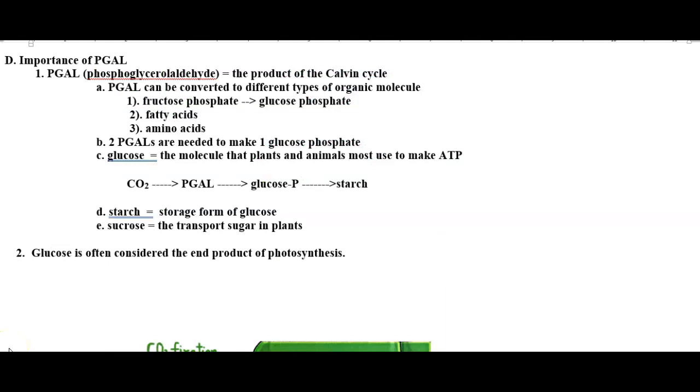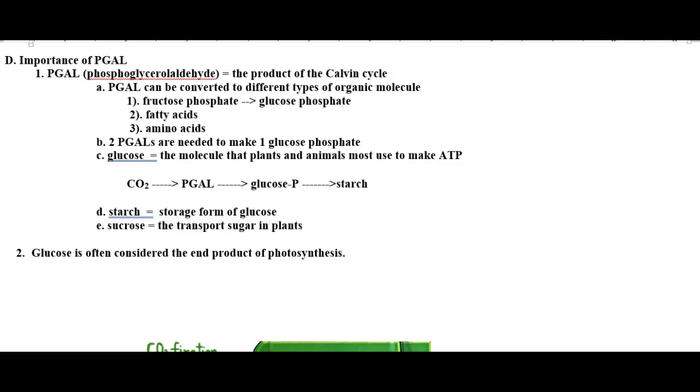So PGAL can actually be used for several things. PGAL, phosphoglyceraldehyde, is the product of the Calvin cycle. And it can be converted not just into glucose, it can be converted into fatty acids, it can also be converted into amino acids. And those glucoses can be converted into starch, any of those glucose polymers that we learned about in test 1. So 2 PGALs are needed to make 1 glucose.